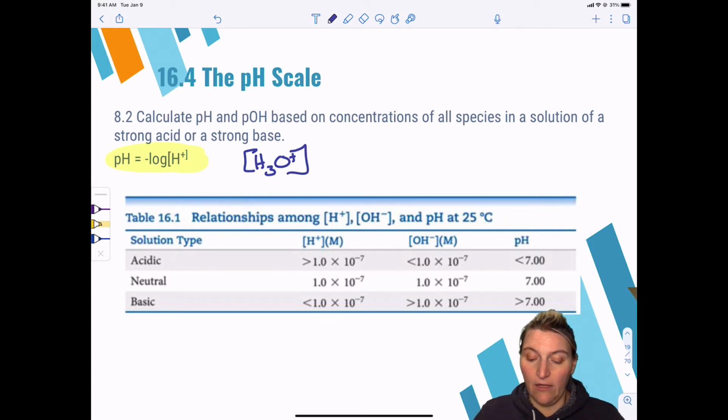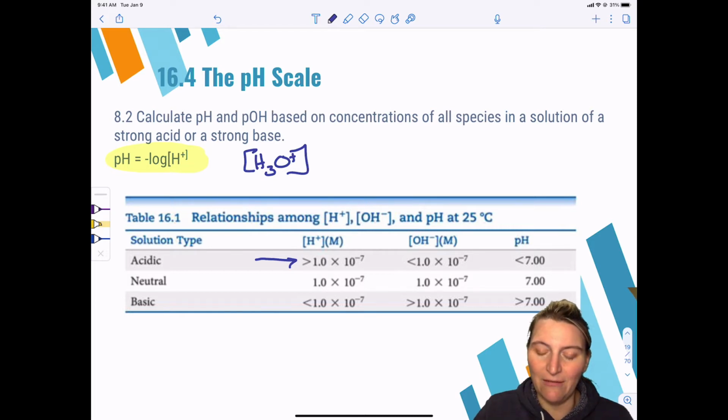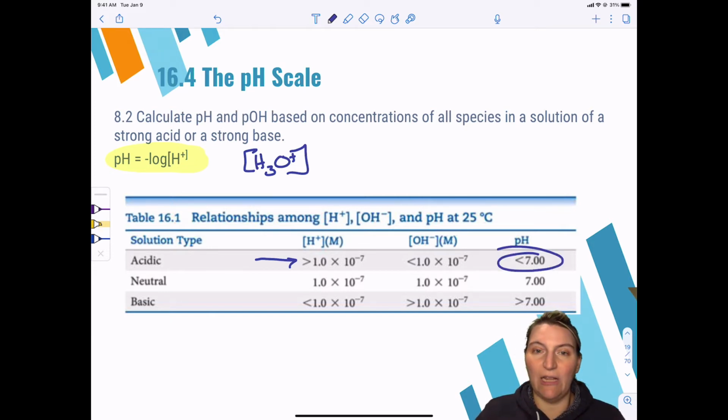Table 16.1 helps us look at this: an acidic solution would have an H plus greater than 1.0 times 10 to the negative 7, because that's halfway between 1 and 1.00 times 10 to the negative 14. That means the OH minus would be less than that, and its pH is less than 7. Neutral is a pH of 7. This is all at 25 degrees Celsius, and basic is above 7.